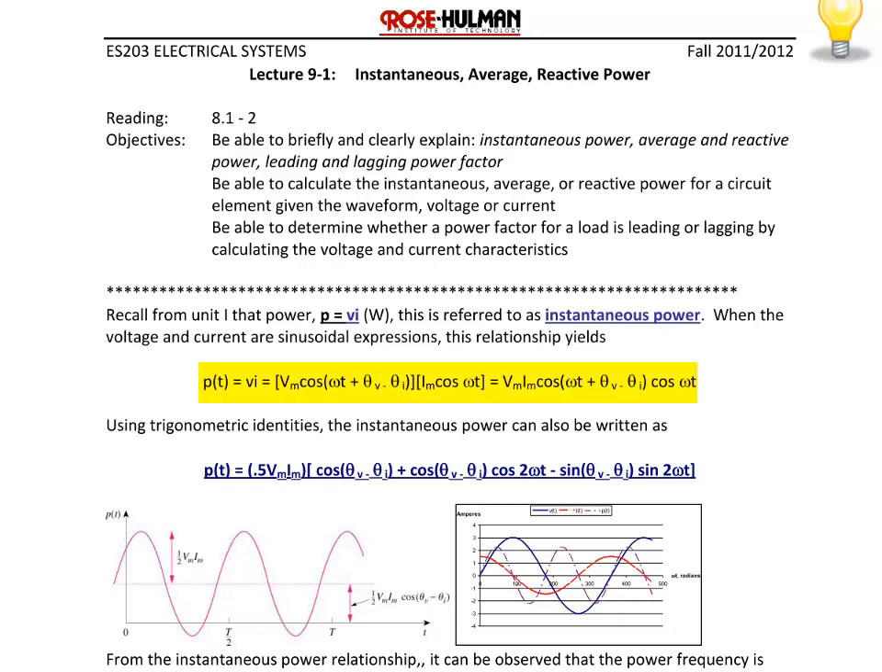Using algebra and trig properties, we can rewrite this as P of t is equal to 1/2 V sub m I sub m cosine(theta V minus theta I) plus cosine(theta V minus theta I) cosine 2 omega t minus sine(theta V minus theta I) sine 2 omega t.